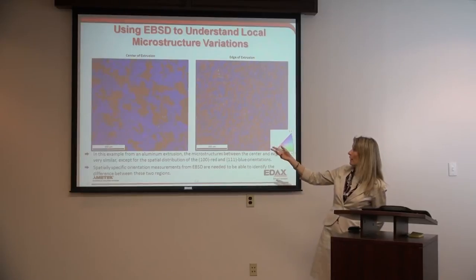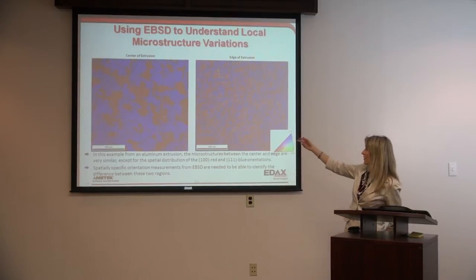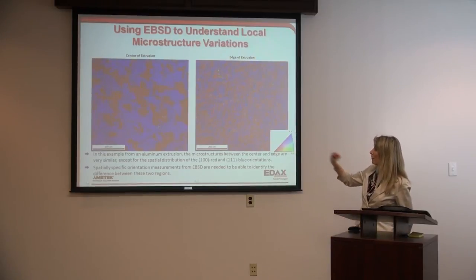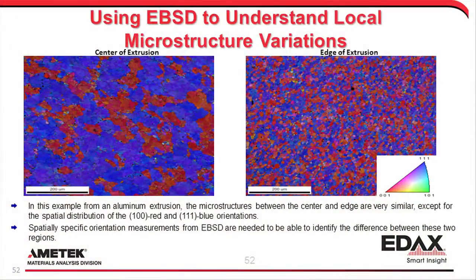So there's an equal amount of red and blue in that map as there is in that map. Same amount of red, same amount of blue. But the distribution is different. So the red clumps up in the one on the left, and the red is more finely distributed in the one on the right.